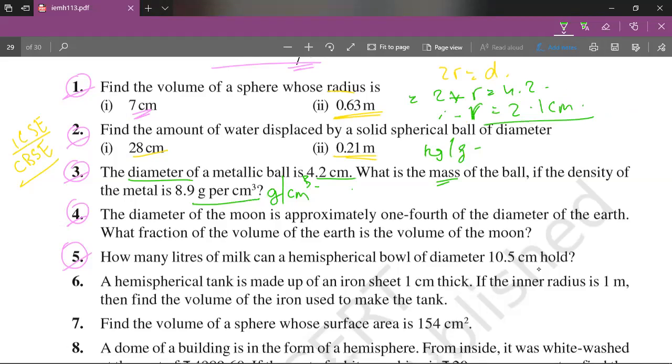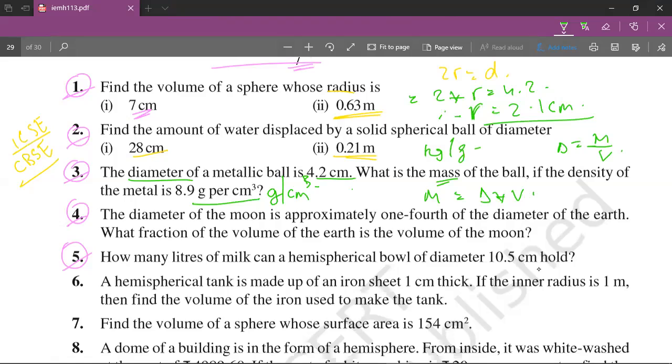So by this r we'll be solving our volume. First we'll solve our volume, and our mass is equal to density into volume. How? Because density is equal to mass upon volume, so density into volume is equal to mass, by some linear equation funda. And then we will solve our calculation.